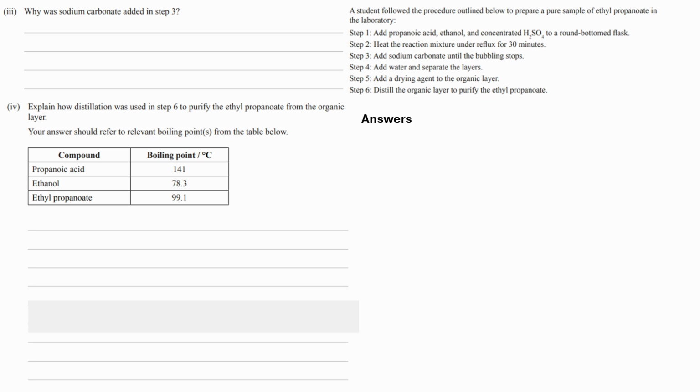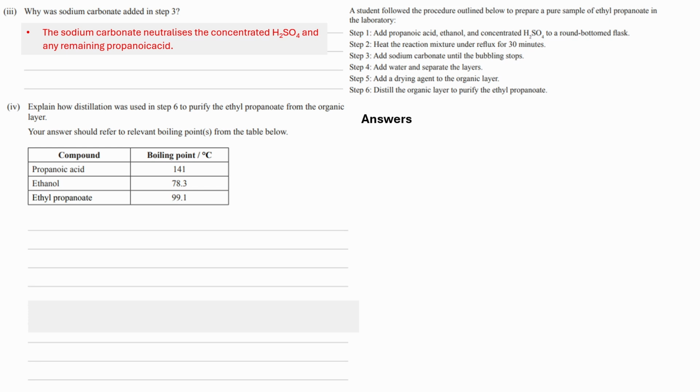Okay, so let's have a look at that. Why was sodium carbonate added? So if you remember the 6 steps here, we added sulfuric acid, we heated it for 30 minutes under reflux, then we added sodium carbonate. Well, you added sulfuric acid to it, okay? You added a carboxylic acid to it. At this time, usually added sodium carbonate dissolved in water, it's about 30%. When you add the sodium carbonate, it's going to react with any acid that's still there and neutralize it, right? So basically, we're going to neutralize the acid, any remaining propanoic acid or H2SO4.